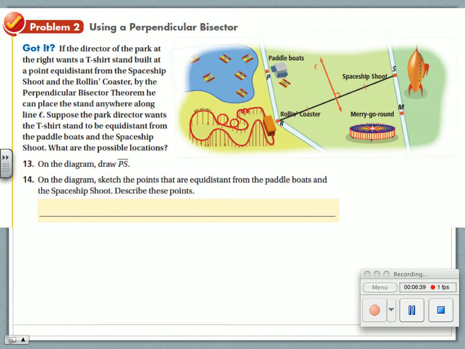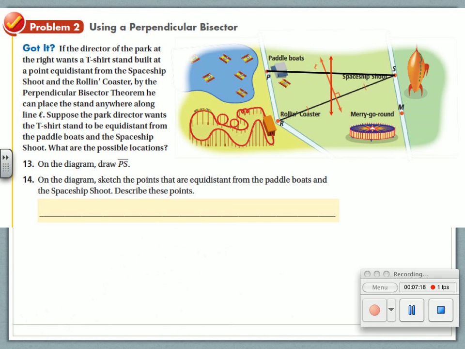it'll be the same distance between the two. Suppose the park director wants the t-shirt stand to be equidistant from the paddle boats and the spaceship chute also. What are the possible locations? So the first thing we have to do is draw a line between the paddle boats and the spaceship chute. That's hard to say. So P to S. Now we want something equidistant between the two, so we're going to draw the perpendicular bisector of that line. And that's that line there. So any point on there would be equidistant between the paddle boats and the spaceship chute.